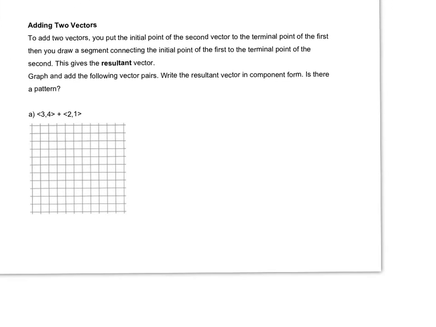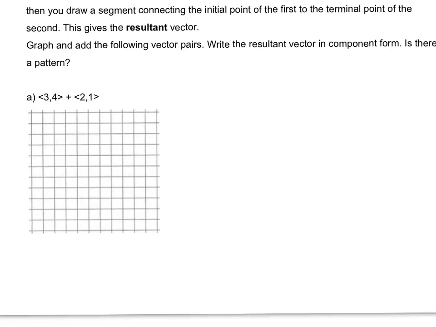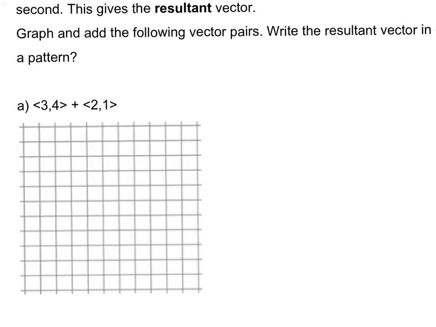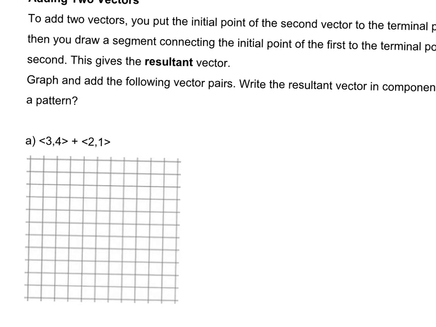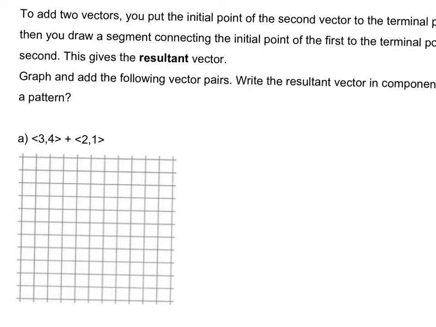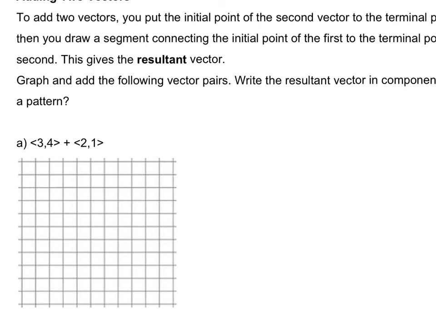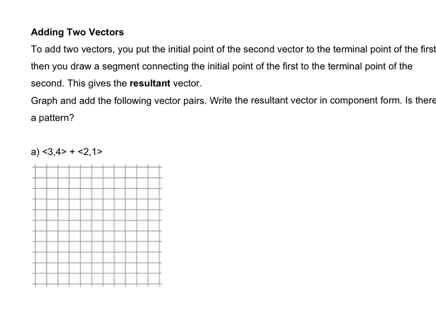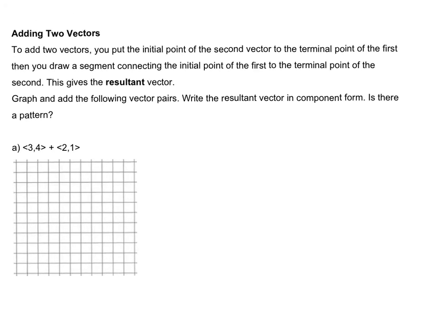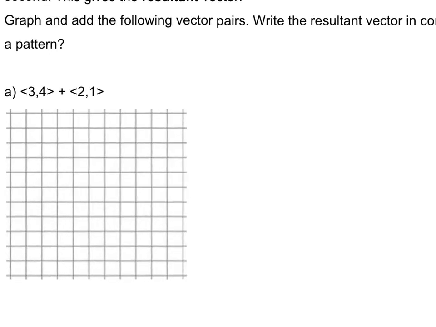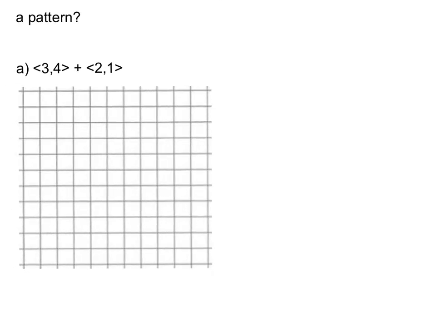So adding two vectors, I'm going to do this one quite large. So if you just read what it says here first, it says, to add two vectors, you put the initial point of the second vector to the terminal point of the first vector, and then you draw a segment connecting the initial point of the first to the terminal of the second. When I'm reading it out, it sounds more complicated than it actually is, but here's how it goes.